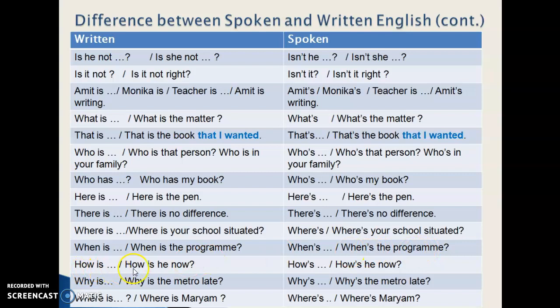How is he now? Why is the metro late? Where is Mariam? Where's Mariam?